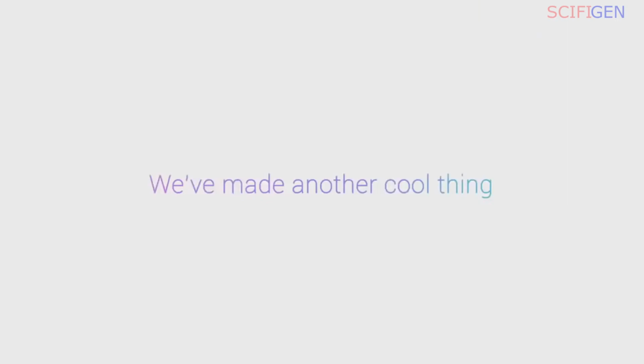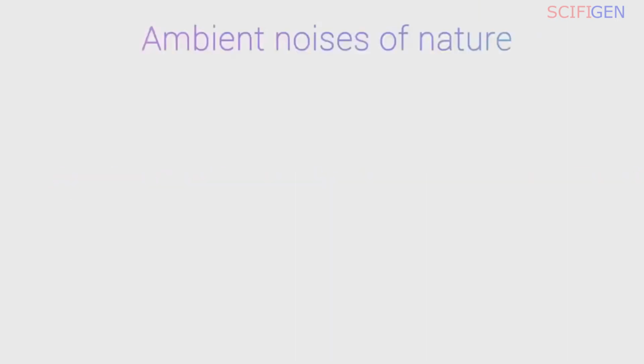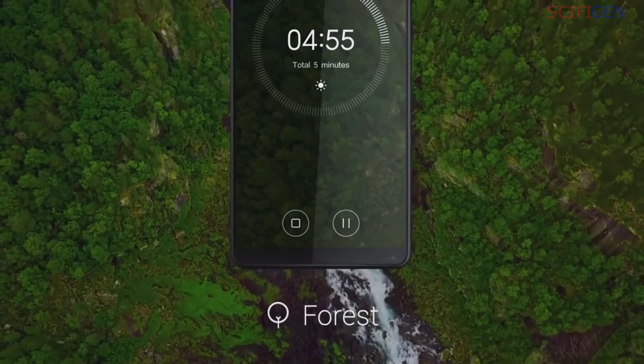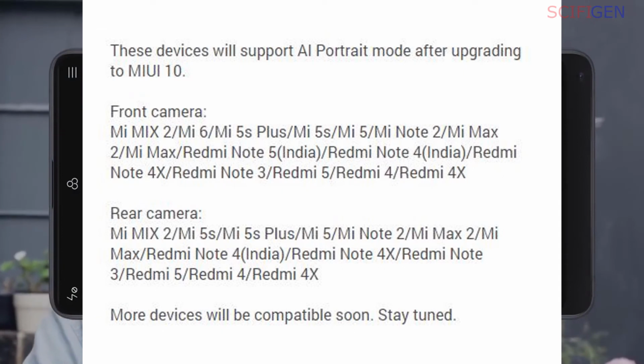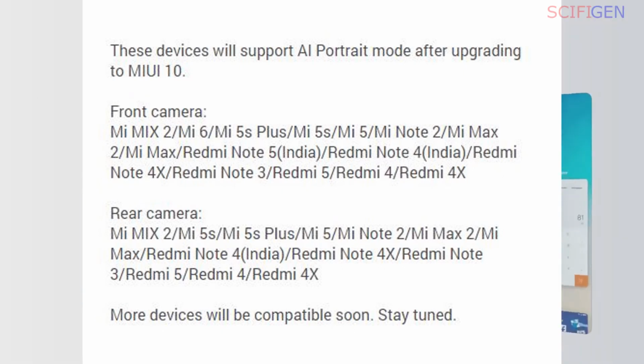MIUI 10 also includes new features aimed at Indian users such as the ability to scan Paytm QR codes from the camera app. To provide a better camera experience, Xiaomi has introduced portrait mode for several older devices including the Mi 5 and Mi Mix 2, which come with a single rear camera.